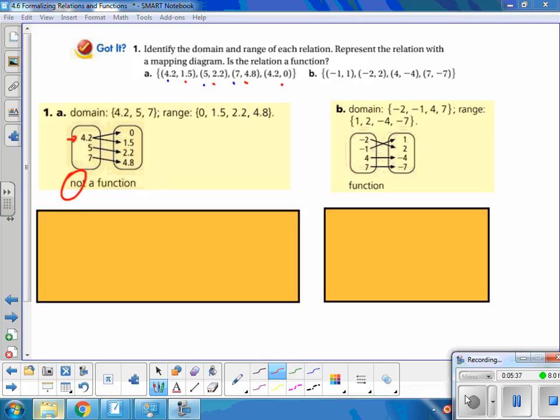The second one looks like each one is kicking out a different one. And keep in mind, yeah. Look at that. Okay, so this is totally a function. Each one is kicking out its own.